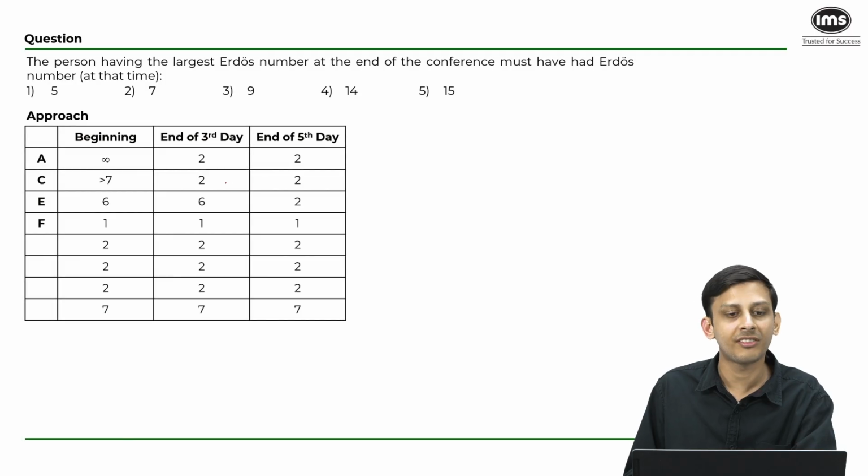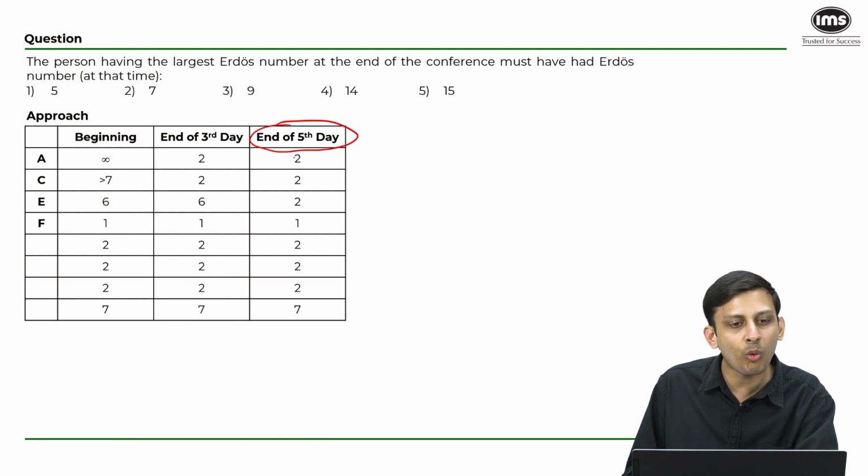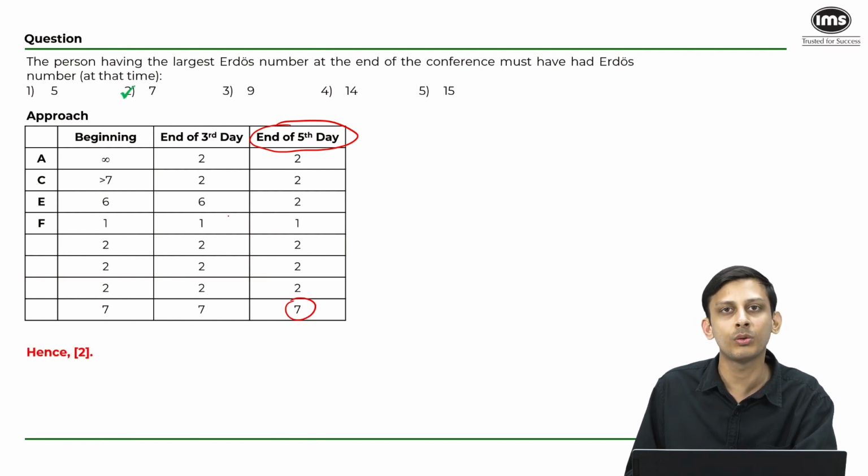If you look at the next question, the person having the largest Erdos number at the end of the conference must have had what Erdos number at that time? Whatever is the situation at the end of the 5th day, that is the same situation at the end of the conference. So what is the largest Erdos number that we have? 7, and therefore the answer will be 7, option 2.